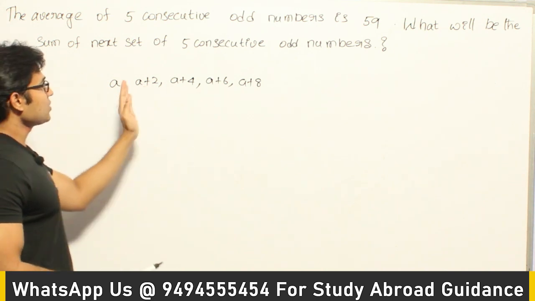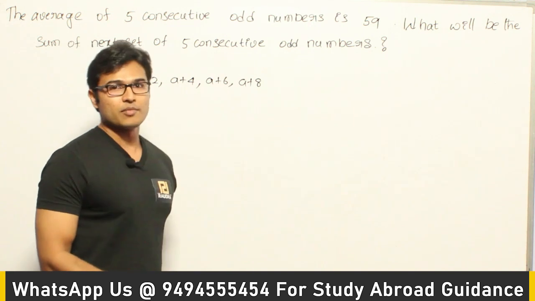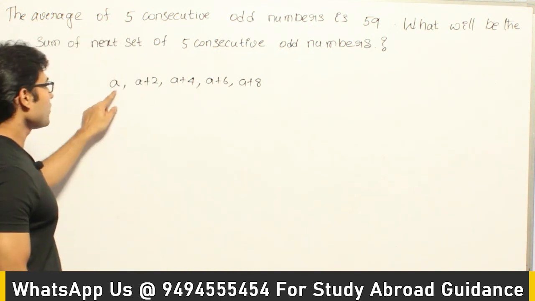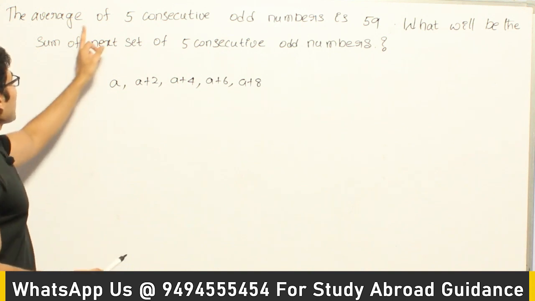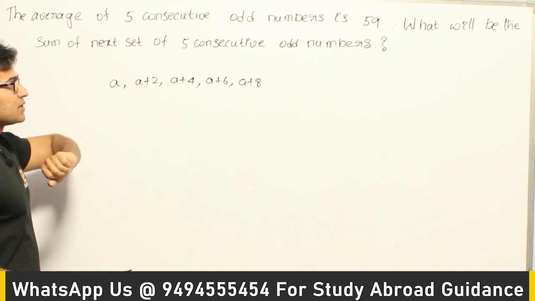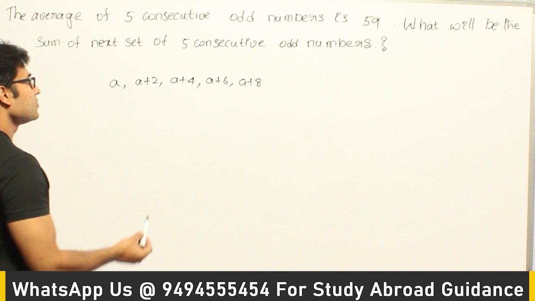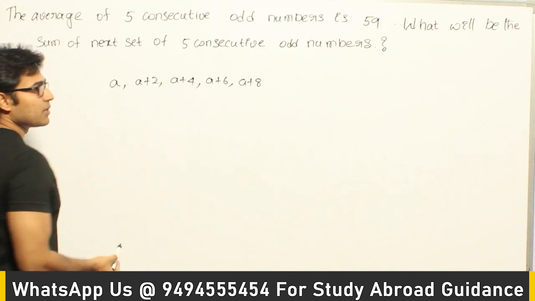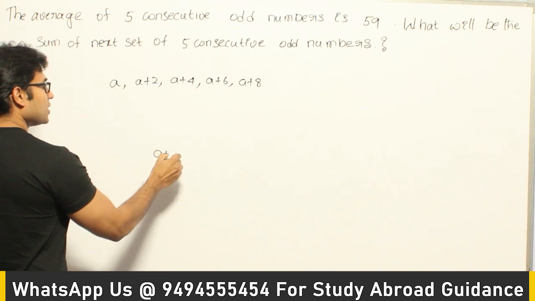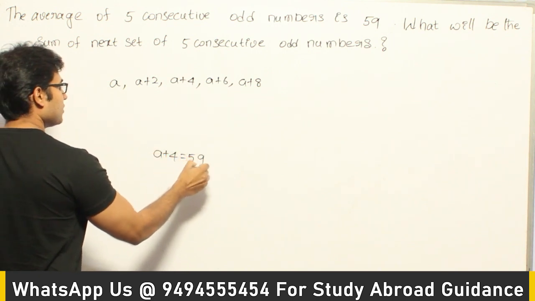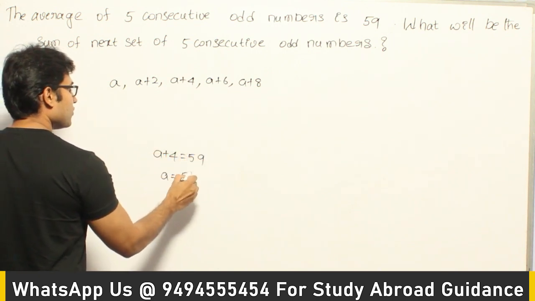So this is the sequence of 5 odd numbers I have taken. I don't know what the value of A is. That is what you are supposed to find out. Now, the average of the first 5 consecutive odd numbers is given as 59. What does it mean? The middle value is nothing but the average, as I told you in the previous video. Therefore, A plus 4 is given as 59. What does it mean? A equals 55.